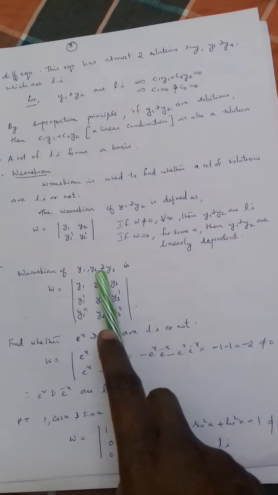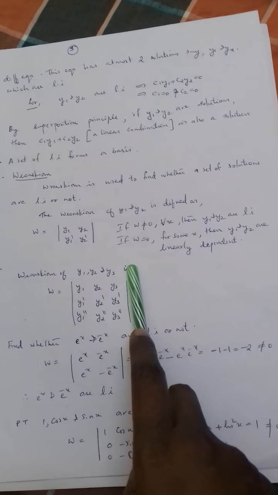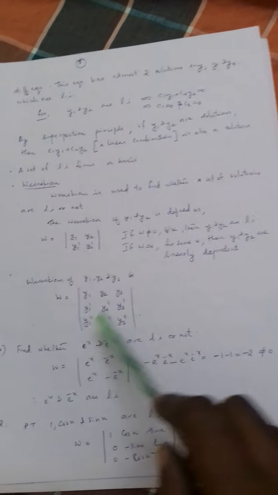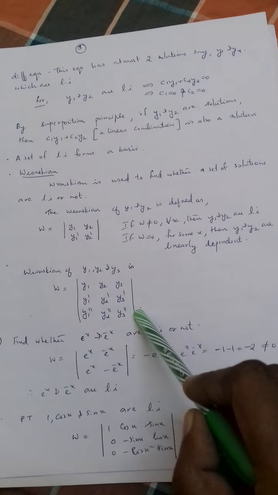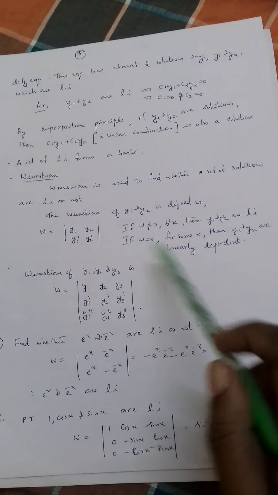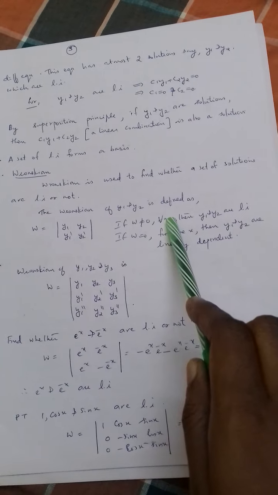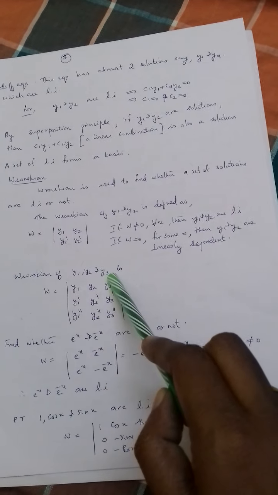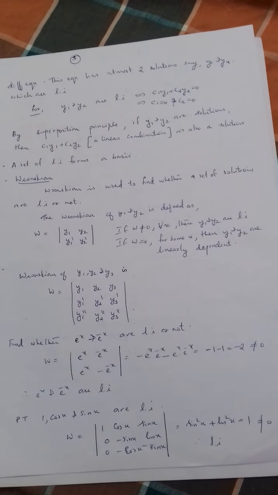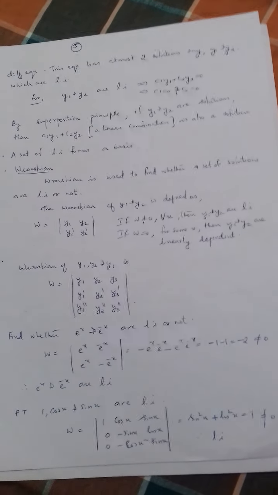ഇനി നമുക്ക് മൂന്ന് സൊല്യൂഷൻ ഉണ്ടെങ്കിൽ y1 y2 y3 ഉണ്ടെങ്കിൽ ഡിറ്റർമിനൻറ്റ് y1 y2 y3 y1 dash y2 dash y3 dash y1 double dash y2 double dash y3 double dash എന്ന് എഴുതാം. etcetera, ഇത് ഏത് ഓർഡർ വേണമെങ്കിൽ നമുക്കിത് കണ്ടിന്യൂ ചെയ്യാൻ പറ്റും. ഇനി W not equal to 0 for every x ആണെങ്കിൽ ആ y1 y2 y3 linearly independent ആയിരിക്കും. ഏതെങ്കിലും ഒന്നിനെങ്കിലും 0 കിട്ടുന്നുണ്ടെങ്കിൽ linearly dependent ആയിരിക്കും.